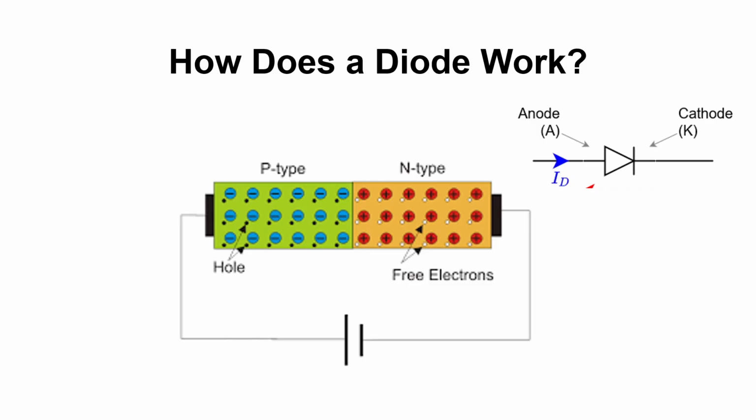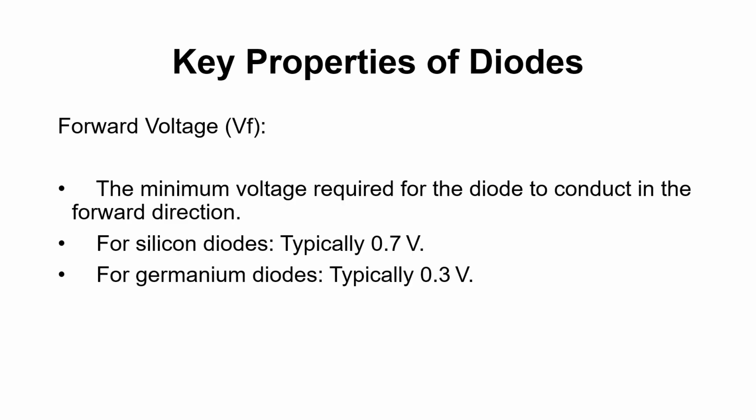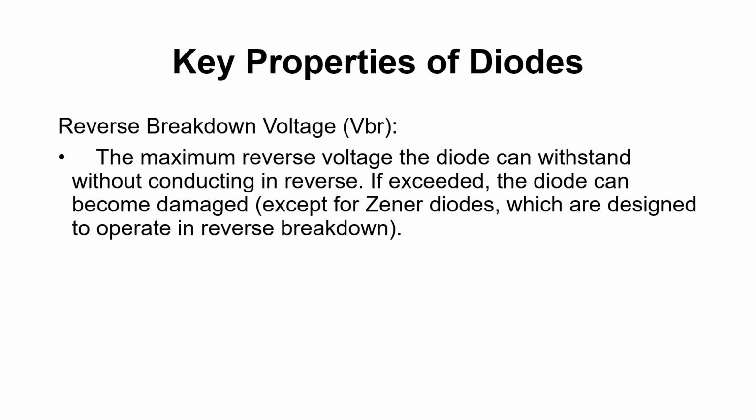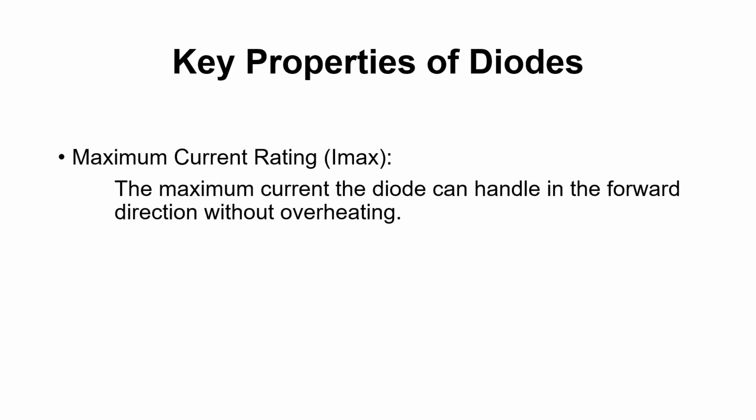A few key numbers every diode has. Forward voltage drop, VF, the voltage you need to overcome before it really starts conducting. For everyday silicon diodes, that's about 0.7 volts. Germanium ones are lower, around 0.3 volts. Reverse breakdown voltage, VBR. How much reverse voltage it can take before it breaks down and lets current through? Usually not good, unless it's a special type. Maximum forward current, Imax. Don't push more current than this, or the diode overheats.